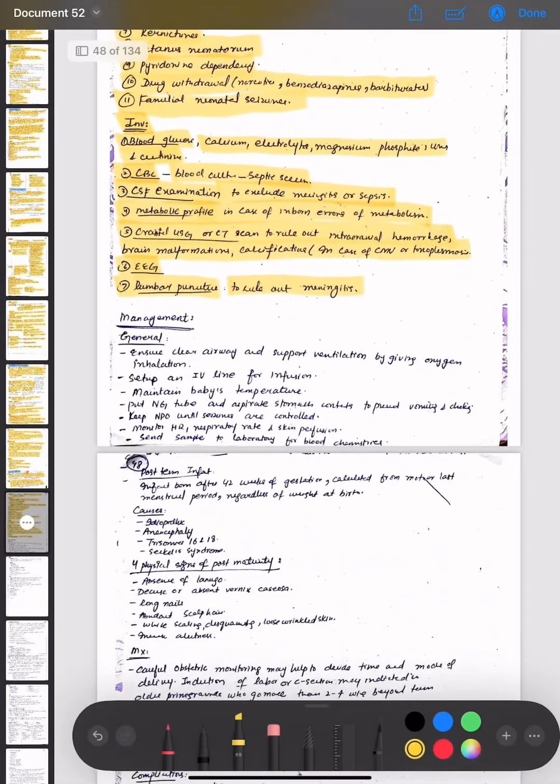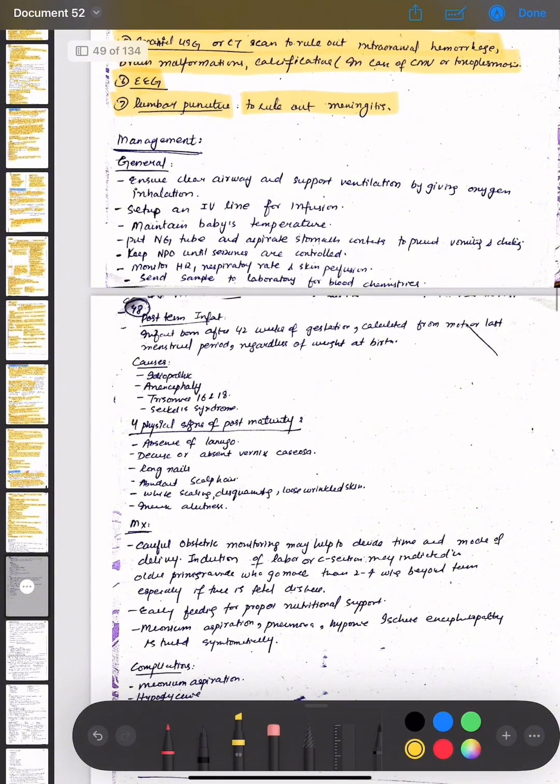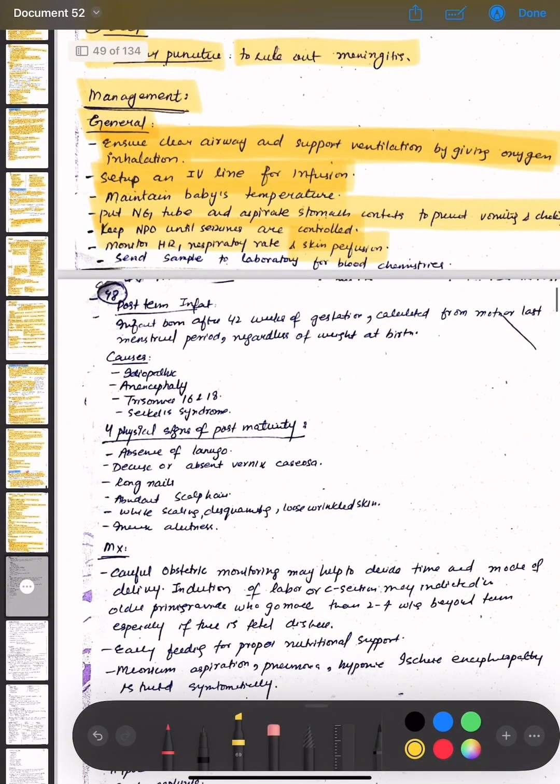The management options for neonatal seizures start with general measures: ensure a clear airway and support ventilation by giving oxygen inhalation, set up an intravenous line for infusion, maintain the baby's temperature, and put in a nasogastric tube and aspirate stomach contents to prevent vomiting and choking. Keep nil per oral until seizures are controlled. Monitor heart rate, respiratory rate, and skin perfusion, and send samples to the laboratory for blood chemistries.